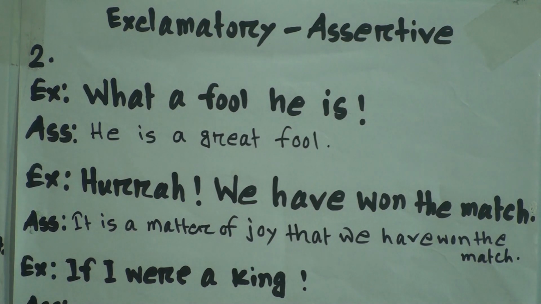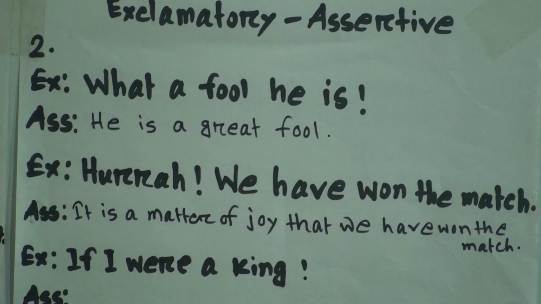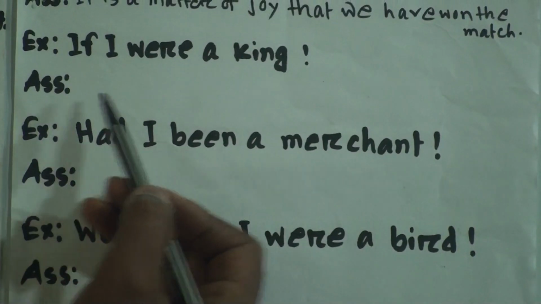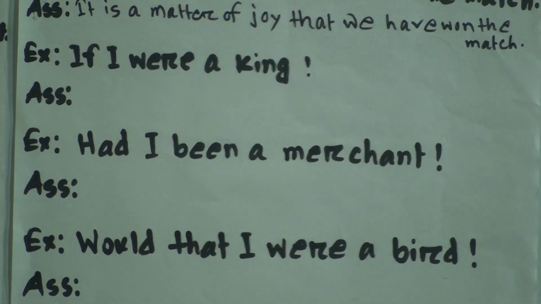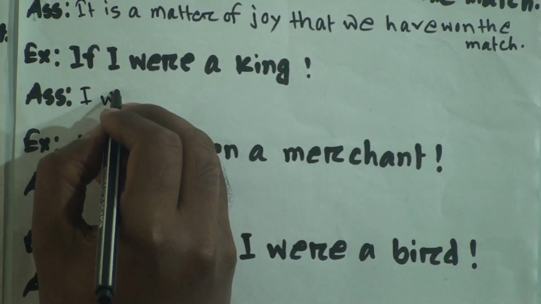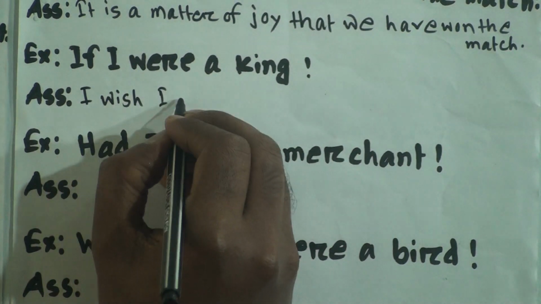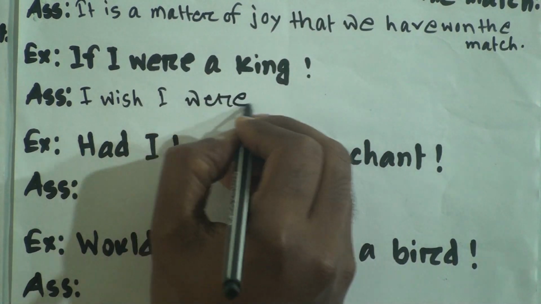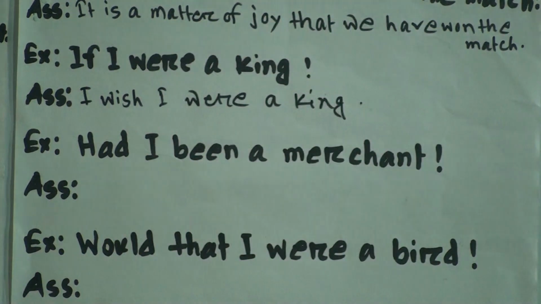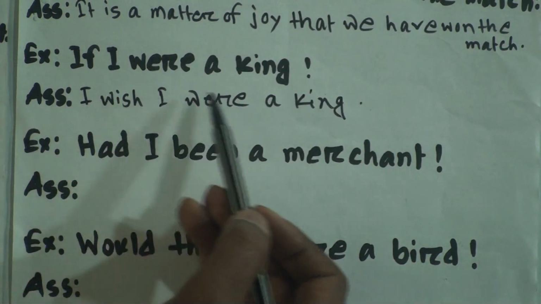I hope that you will understand. I am telling again. It is a matter of joy that we have won the match. Then full stop. Next, if I were a king. So look here. If I were a king, we will write like this: I wish I were a king. Full stop. I wish I were a king, and the exclamatory sentence is if I were a king.